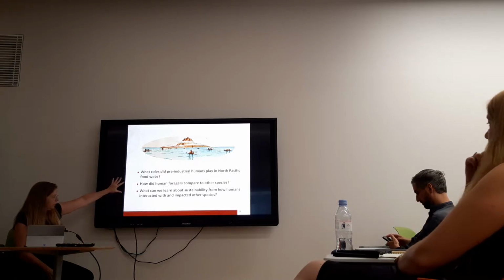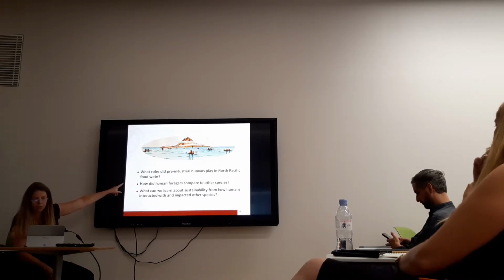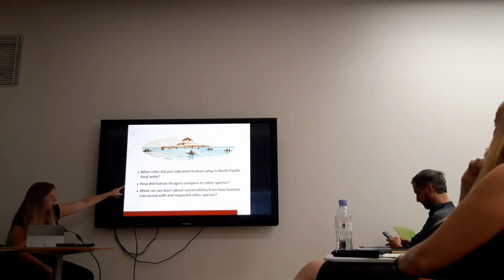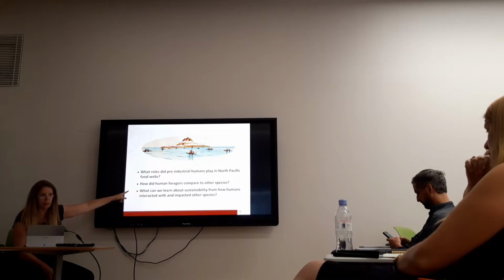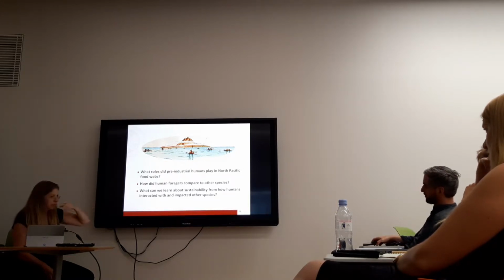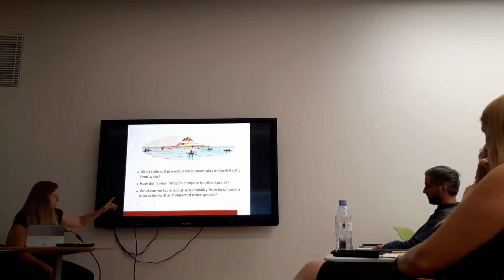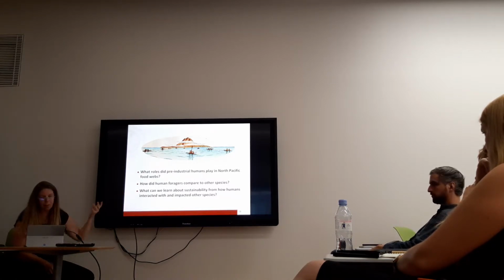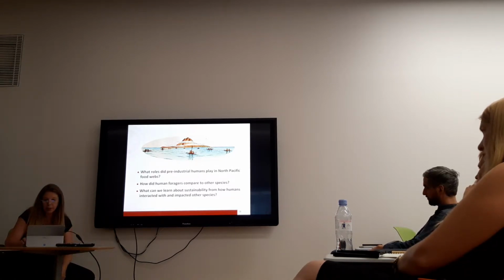So the questions we wanted to ask explicitly are: what roles did the pre-industrial humans, in this case the Aleut, play in North Pacific food webs? How did human foragers compare to other species? This hasn't been asked in a food web context before. It's been asked in a few other ways, but not in a food web context. And then, what, if anything, can we learn about sustainability?